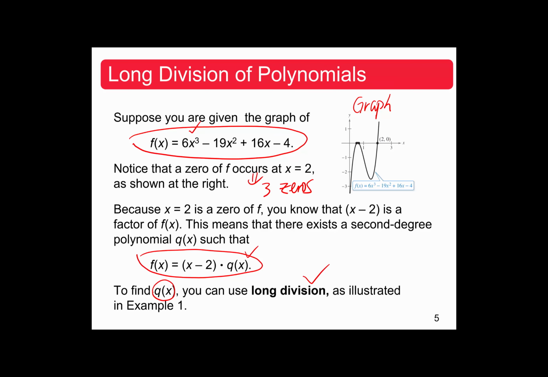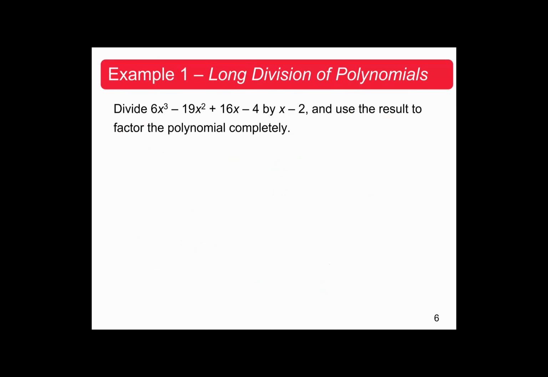Now on the next slide, I'm going to show you how to do the long division. Typically when you conduct a long division, you put the dividend, this is what we call a dividend, inside the division symbol. x minus 2 is what we call the divisor. So we put the dividend, 6x cubed minus 19x squared plus 16x minus 4, inside, dividing by x minus 2.